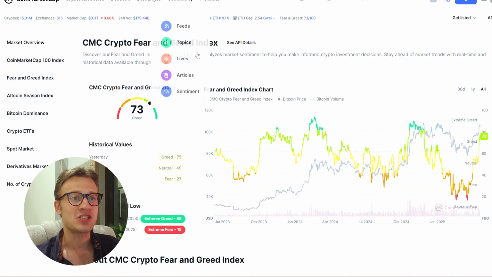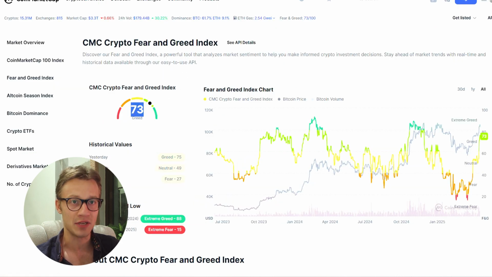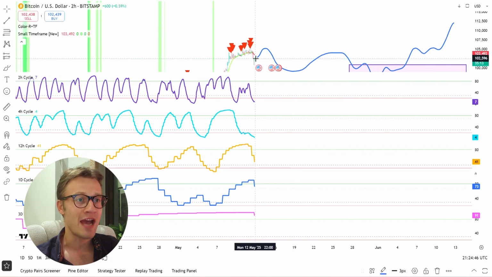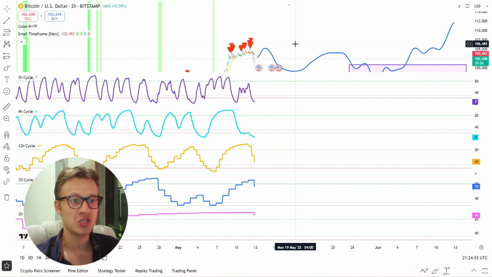Currently, everybody is extremely greedy, and if you take a look at the fear and greed index, it's sitting at 73. Investors are greedy and they're ready for Bitcoin to smash all-time highs from there. My friends are writing to me saying, hey, why not hold long positions? But I'm not holding them because I follow cycles.